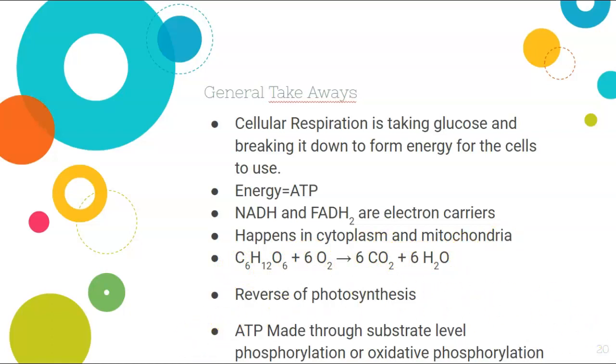Through substrate level, where a phosphorus is stolen from a substrate, or through that electron transport chain and that ATP synthase called oxidative phosphorylation. I'm having a hard time saying that, aren't I?